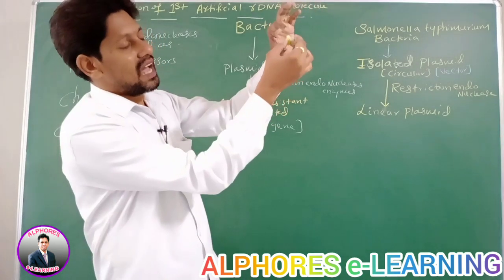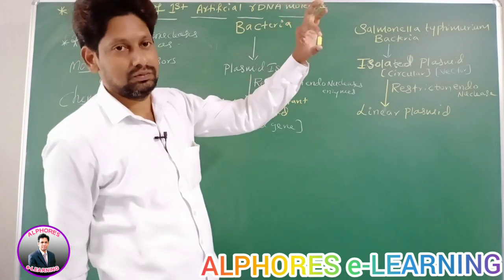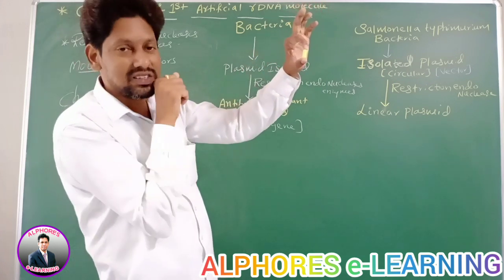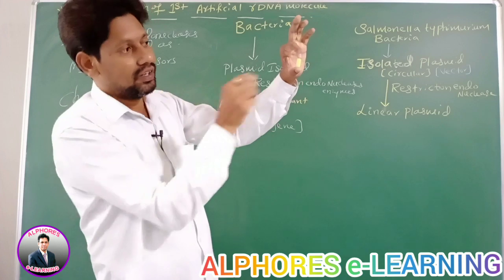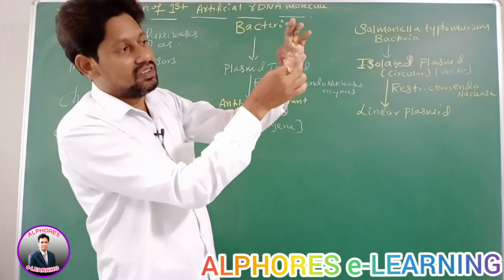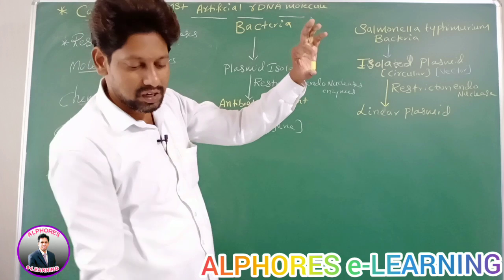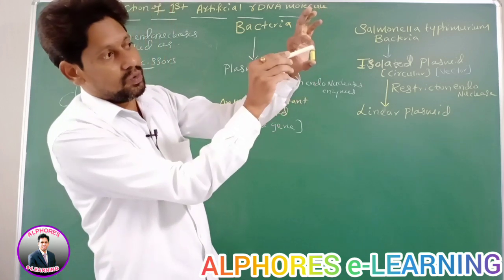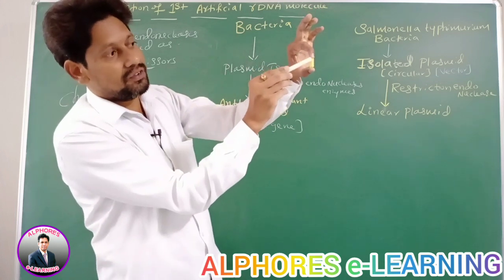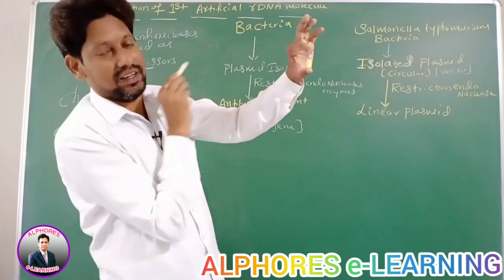They inserted this antibiotic resistant gene into this linear plasmid. Therefore, into the plasmid, what did they insert? The antibiotic resistant gene. Now how is this end of the plasmid joined with the ends of the antibiotic resistant gene? See this carefully. This is one end of the plasmid. This is one end of the antibiotic resistant gene. These two ends should be joined, yes or no?